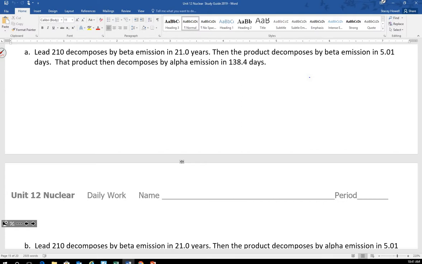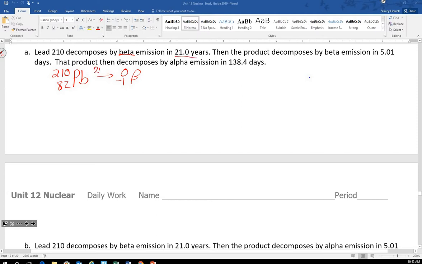This is a decay series, a small one. So we're going to start with lead 210. So 210 goes on the top. Lead is Pb. What's on the bottom? It's in the P block. 82, good. Decomposes by beta. So decomposes is the arrow. What's beta? 0, -1. And I could put an e or a beta, whatever. Is that it? No. And it says in 21 years.